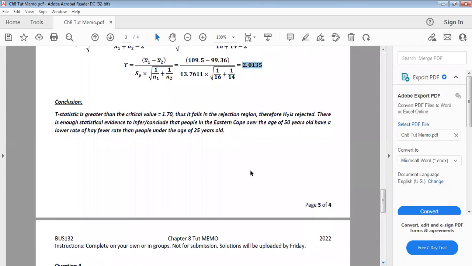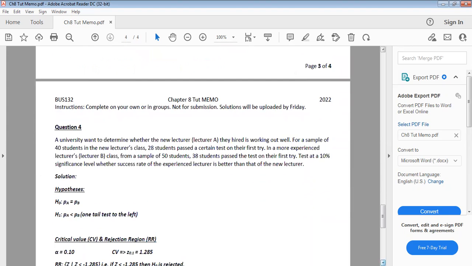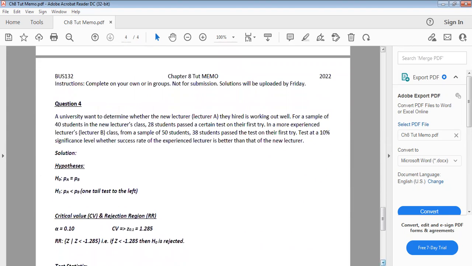Okay, so there is enough evidence to conclude that the people from Eastern Cape that are over 50 years old have a lower rate of hay fever compared to those who are age 25 years old. Okay. Okay, let's do the last one.